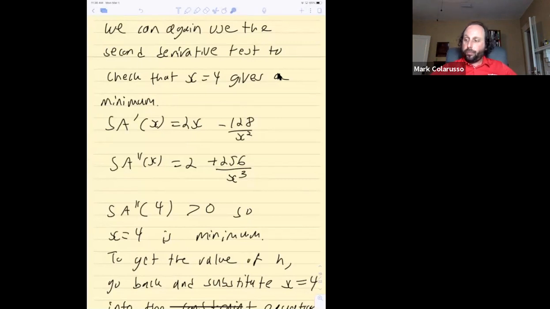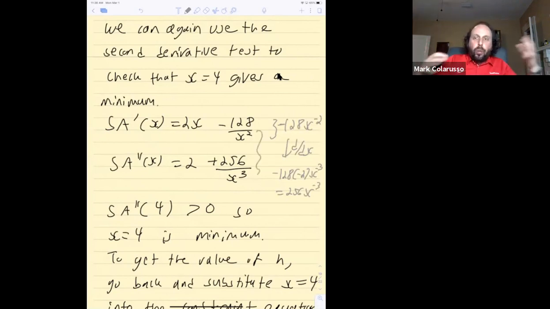You might have been wondering, I skipped a step here. What I did, if you're wondering, is this is 128 x to the minus 2, and if you differentiate this guy, you get minus 128 times minus 2 x to the minus 3, which is 256 x to the minus 3. Okay, so that's what I did here.